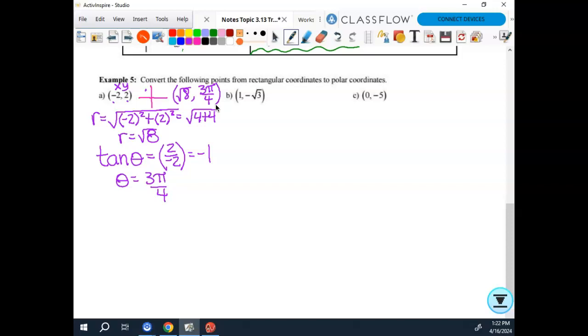Okay, we good with that? We're using Pythagorean theorem and tangent. Okay, so it's not getting crazy here. Any questions? All right.